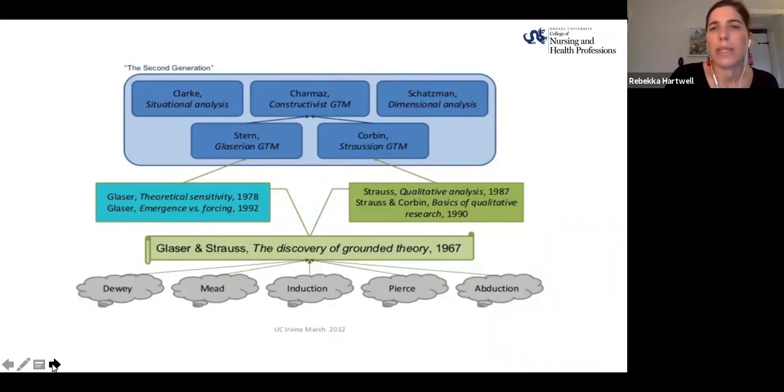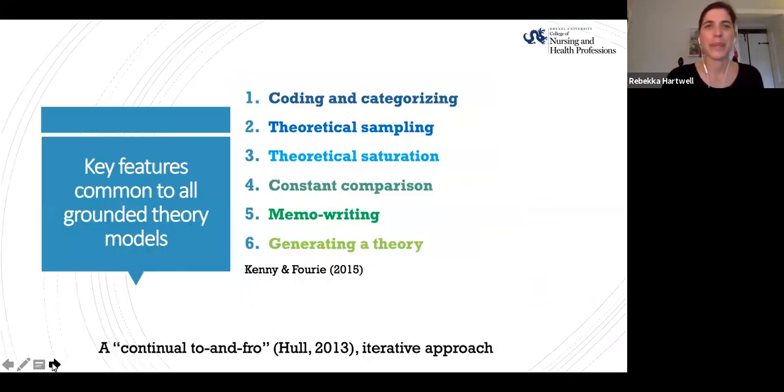Are there any questions thus far? This is kind of like in a nutshell, the differences. Nothing in the chat, so.